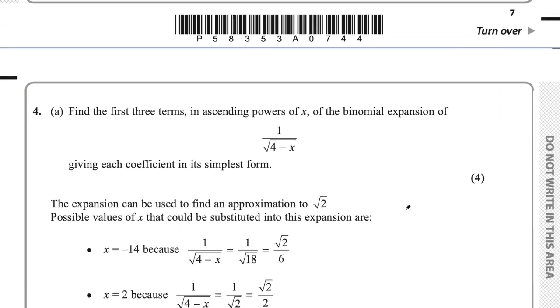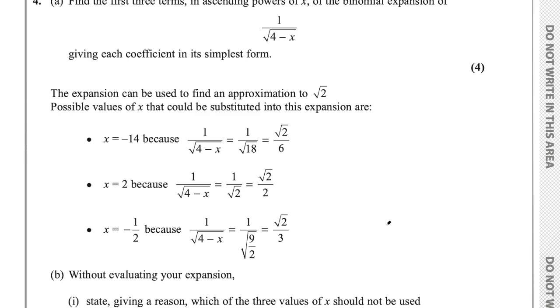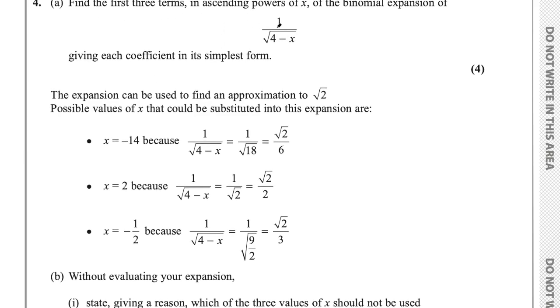Okay, on to question 4. That was question 3 for 5 marks, by the way. Question 4: find the first 3 terms in ascending powers of x for the binomial expansion of 1 on root (4 take x), giving each coefficient in its simplest form.